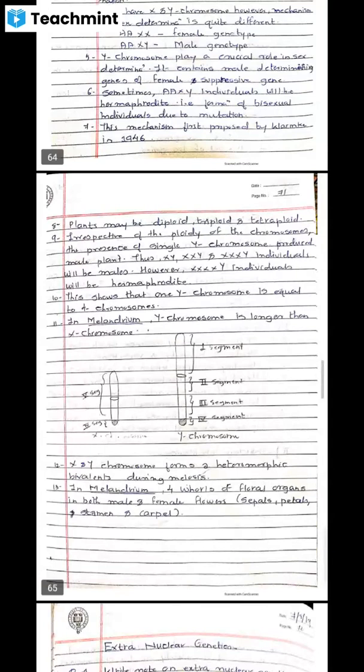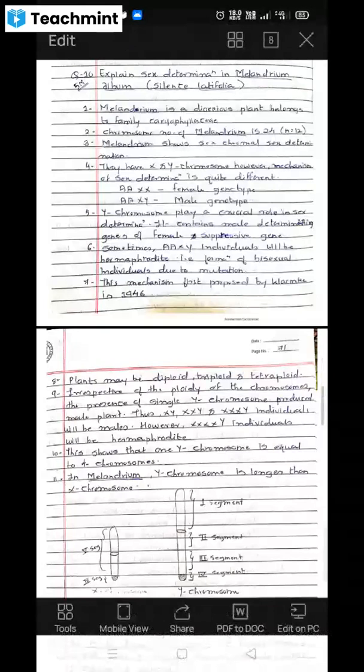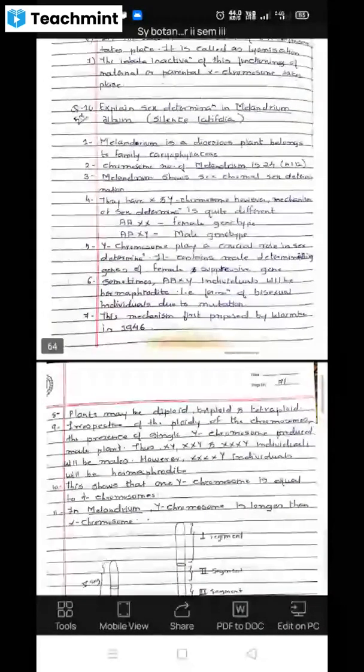In Melandrium it is quite different, that's why these are included in the syllabus. So for MCQs, this part is very important. So these are the lionization theory and sex determination of Melandrium.